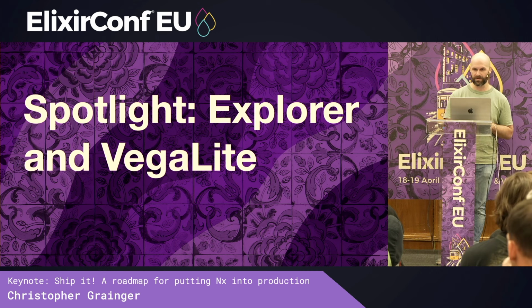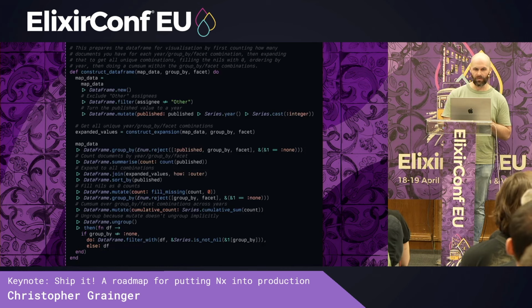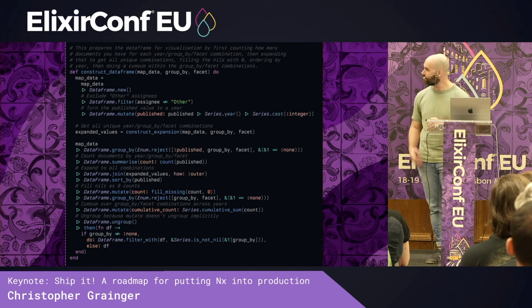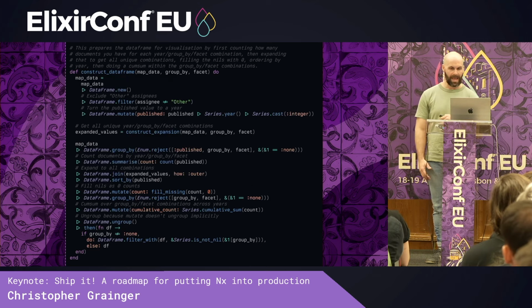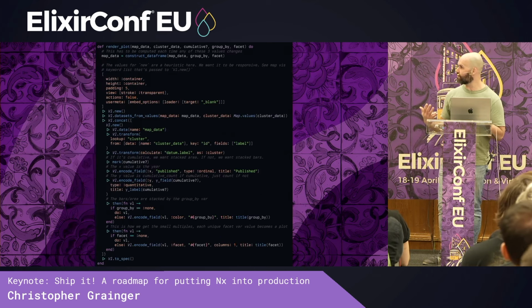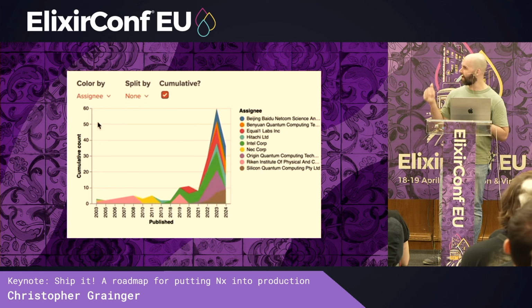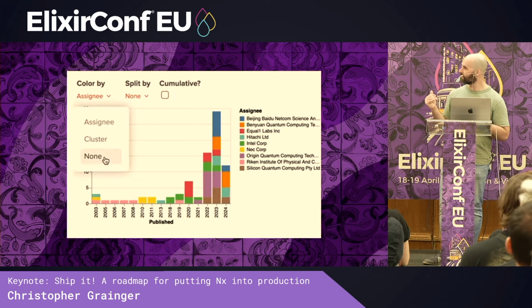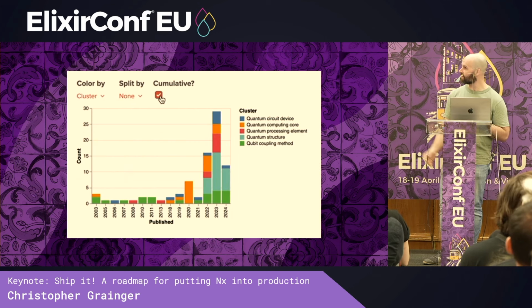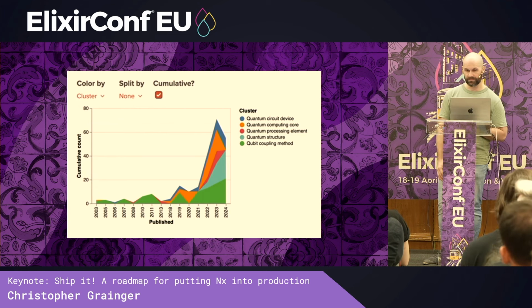Quick little spotlight here. We're just going to have a quick look at the way that Explorer and Vega-Lite work together. So Explorer allows you to construct data frames really quickly on the fly based on the data that you have. And Vega-Lite allows you to produce visualizations using Elixir to write up a Vega-Lite specification, which will run in JavaScript. And so what you can actually do is use that to very quickly iterate on data and very quickly generate new data, and allow you to use your LiveView interactions to very rapidly change your visualizations. This is actually taken from our live application.